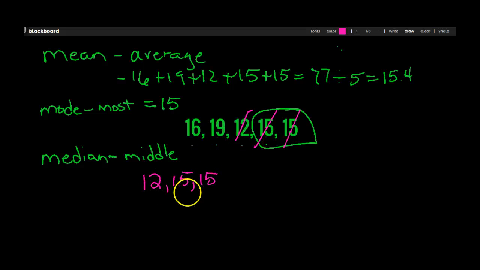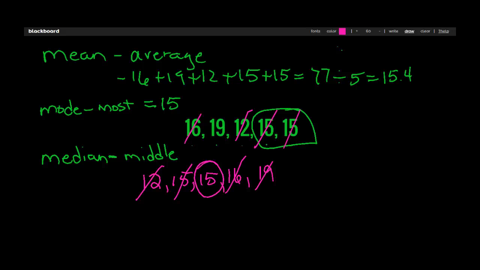So we have 12, 15, 15, 16, and 19. Now we have them in order. What we're going to do is look at the first and the last and cross them out and continue doing so until we get to the middle number. Here we have 15. 15 is our median, which is also our mode. That's just a coincidence.